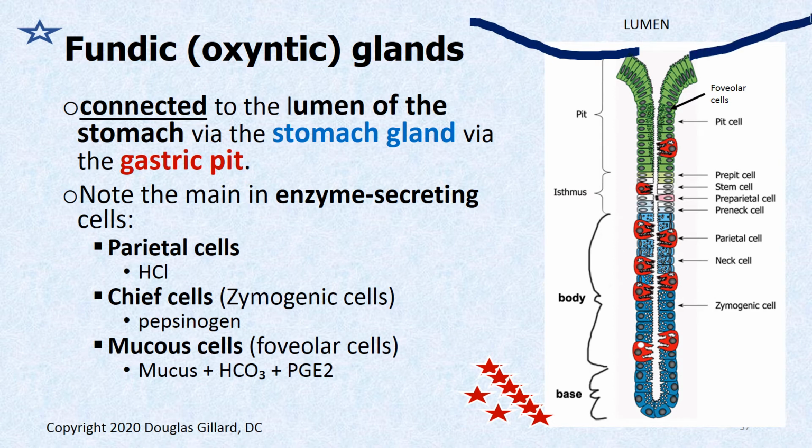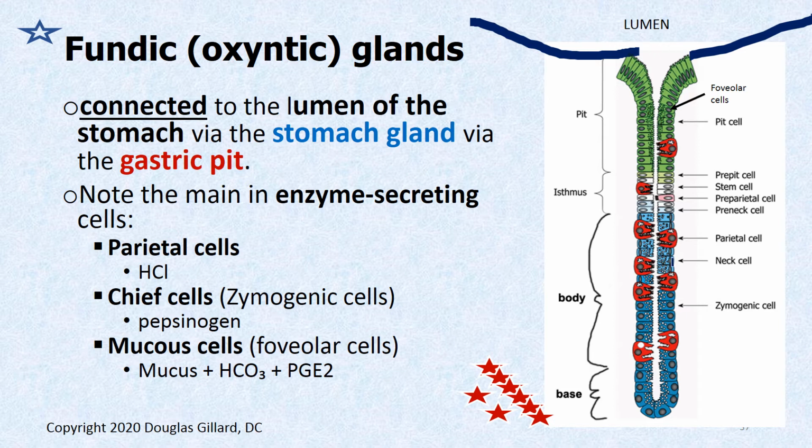And just to remember your basic histology, this is the lumen of the stomach. The actual stomach gland has an entryway that's called the pit or the gastric pit. And mature foveolar or mucous cells, those are akas, line the pit. The stem cells that give rise to them are in the isthmic region. Then we have the body and the base. And this is where the magic happens. So we have parietal cells, which secrete hydrochloric acid and intrinsic factor.